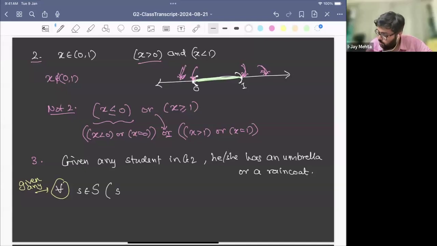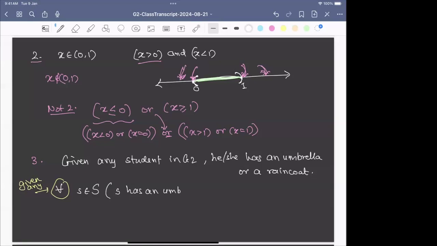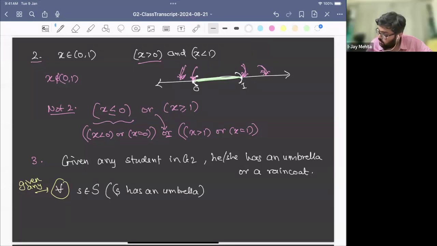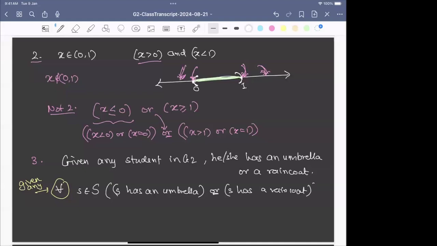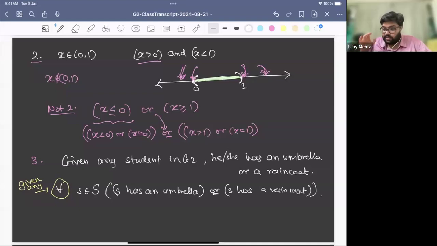Yes, s, but you should respond. You now know the answer. Still not responding. s has an umbrella or s has a raincoat. Everybody going to college now, rainy season, so either you carry an umbrella or you wear a raincoat or you carry a raincoat with you. But sometimes it happens when we forget, then only it rains.